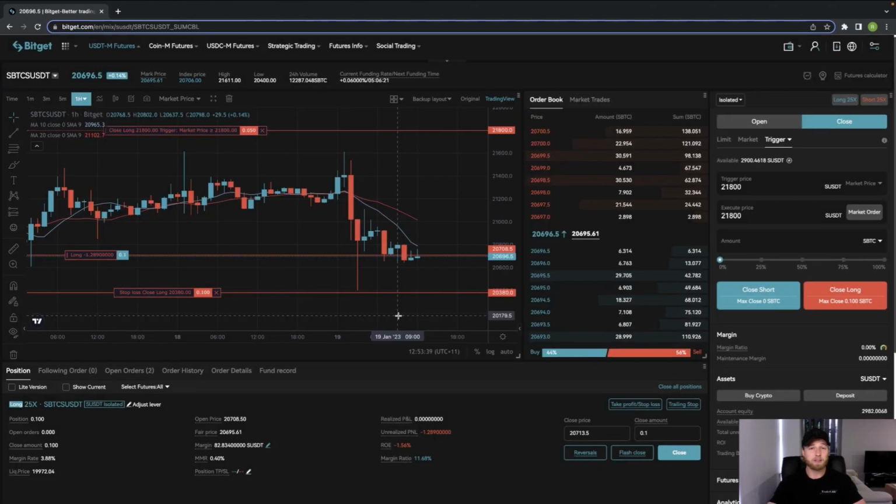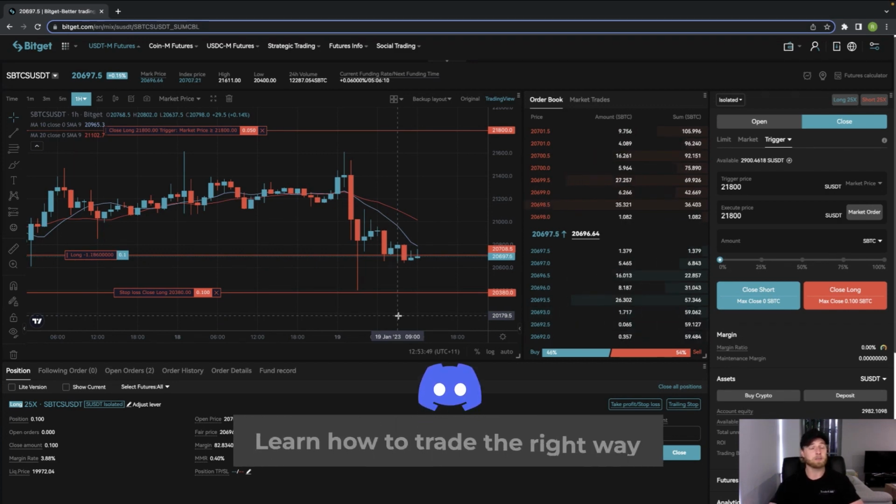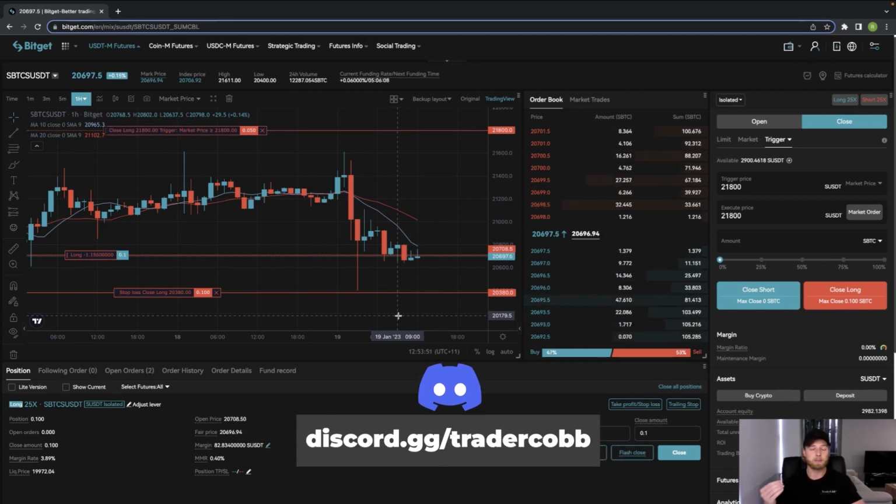Now that's how you raise orders to go long on Bitget. Now it does pay to check in and check on your orders every so often to make sure they haven't blown through your stop loss or blown through your take profit and you're stuck in a losing position. Now we don't want that, so please do check in and check your orders.